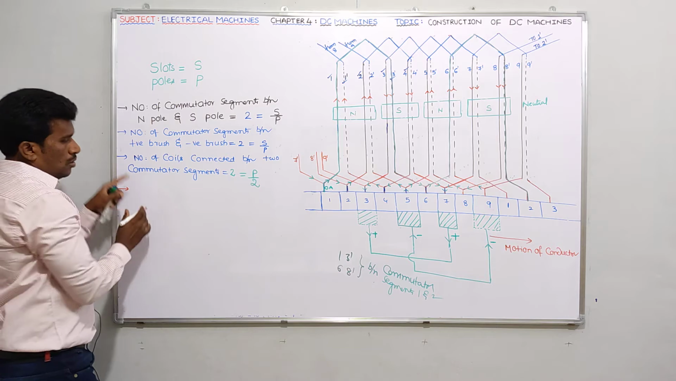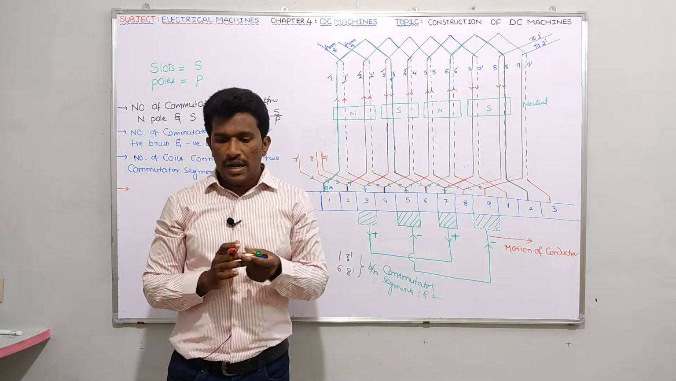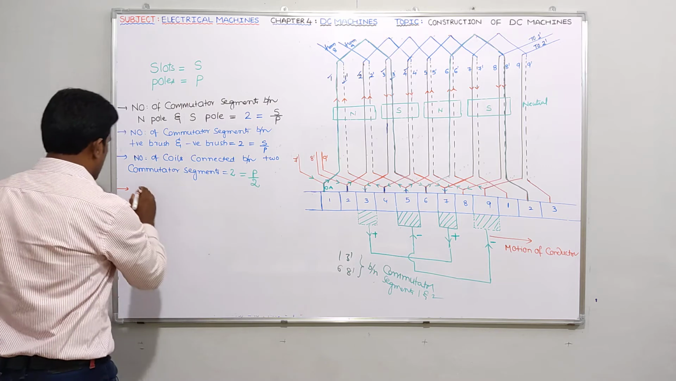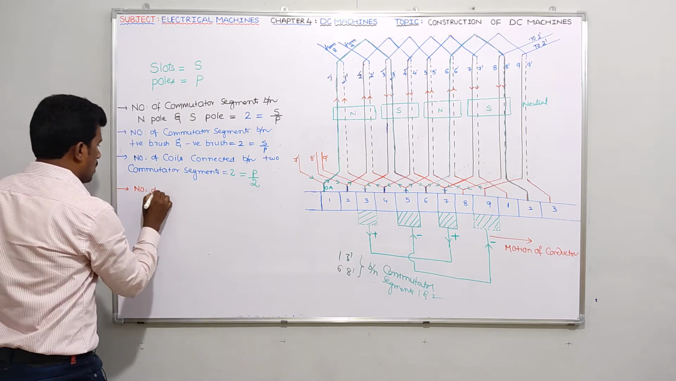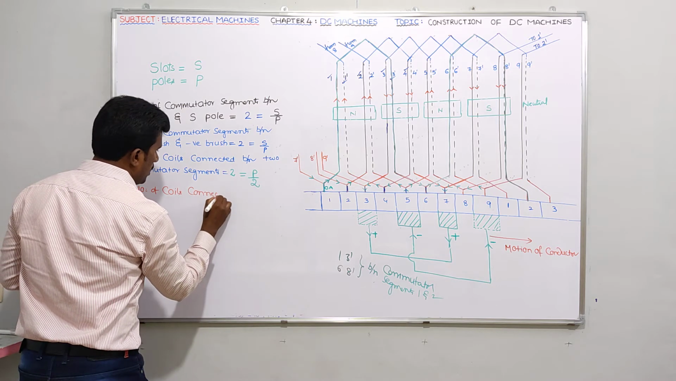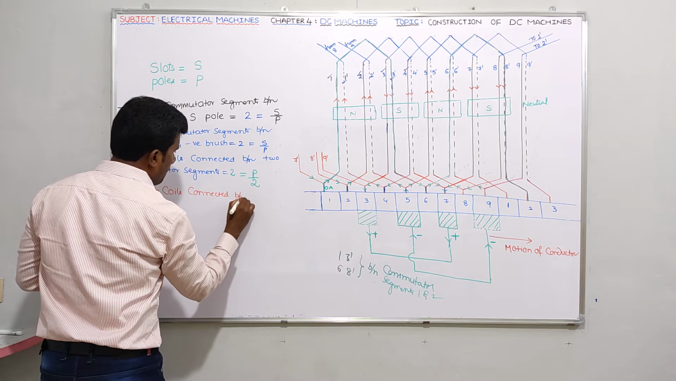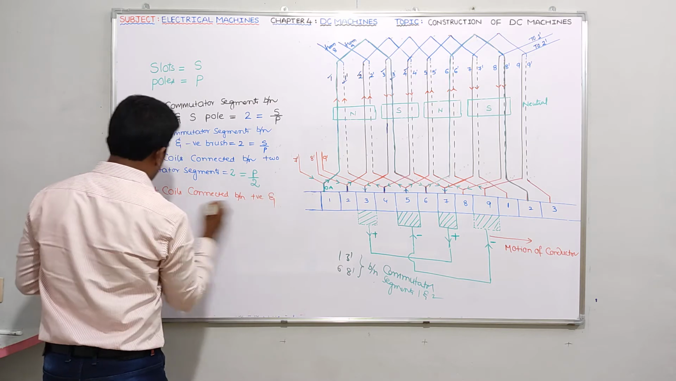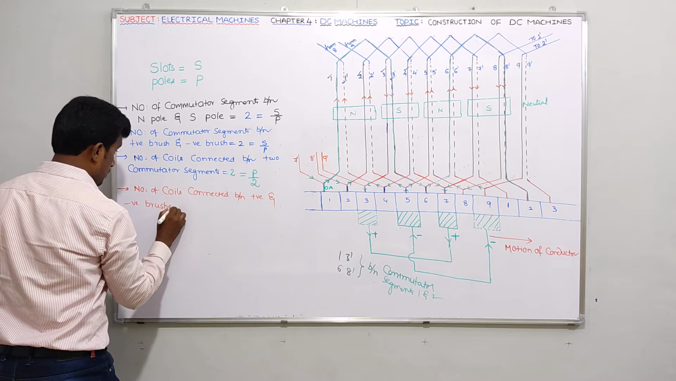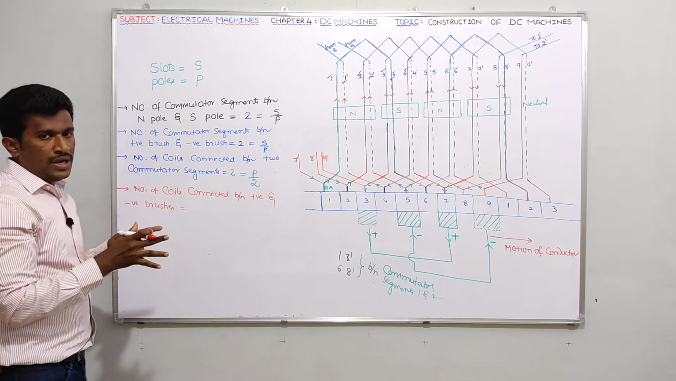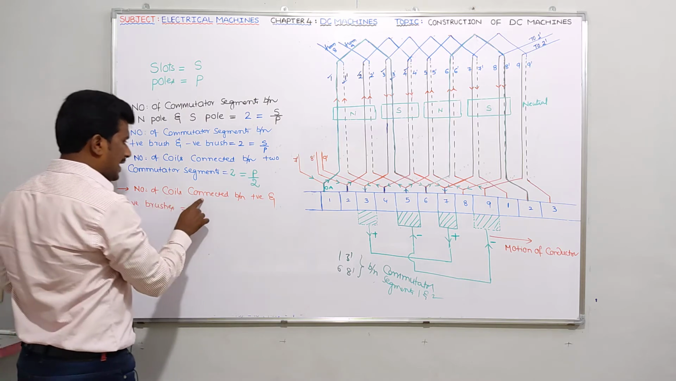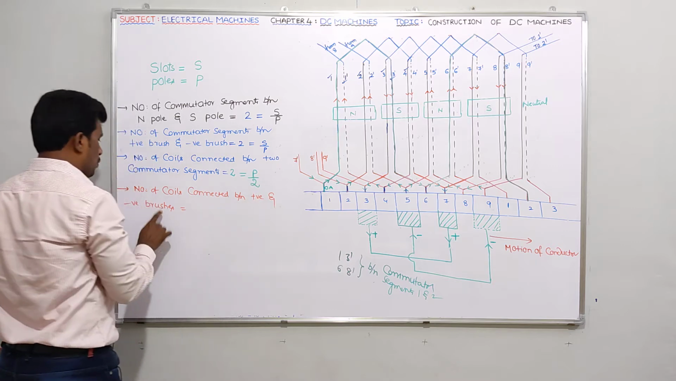Now please tell me the last formula: number of coils connected between positive and negative brushes. I am asking number of coils connected between positive and negative brushes. Tell me, guys, so that we can decide how many number of parallel paths are there for this wave winding. So tell me number of coils connected between positive and negative brushes is equal to.